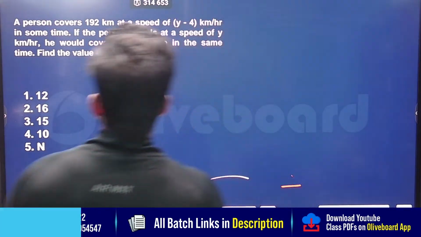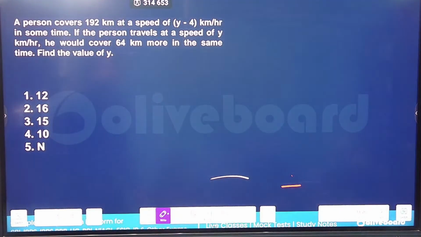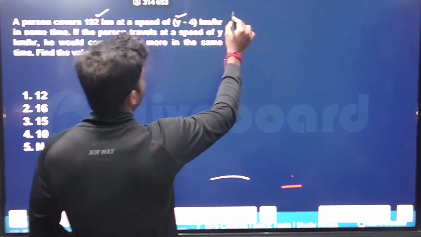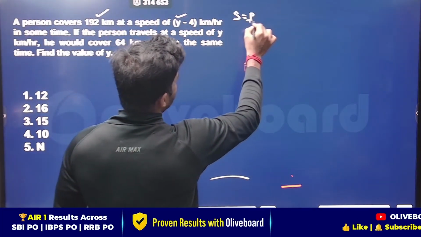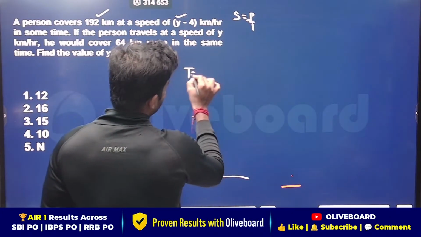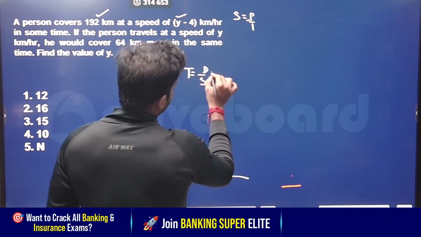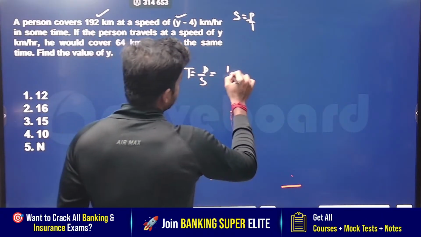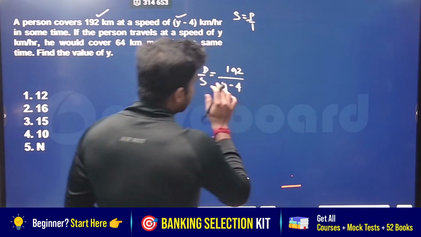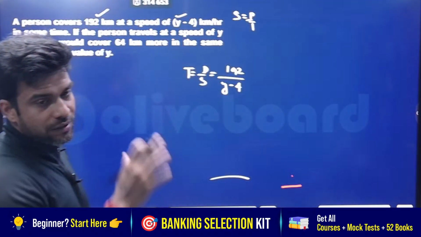A person covers 192 km at the speed of y minus 4 km. 192 means distance, so can I equate it with the time? See, my cracking point is, this is distance, this is speed. I know speed equals distance by time, so I can figure it out in terms of time. Time would be equal to distance by speed, where total distance is 192 and the speed is y minus 4. You should be this reactive.